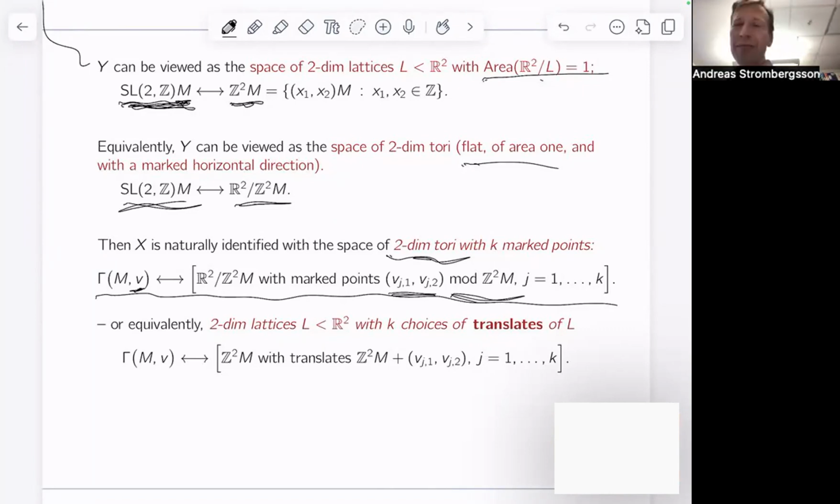But another way, equally natural to think about X is that X is a space of two-dimensional lattices together with K choices, or a K-tuple of translates of the lattice. So a point in X parameterizes a lattice in R2 together with K choices of translates of that same lattice.